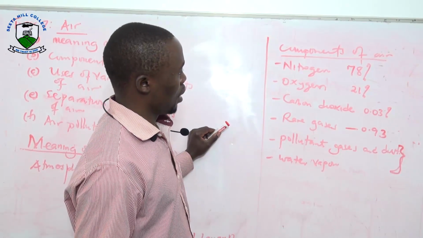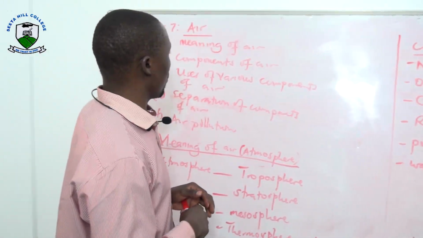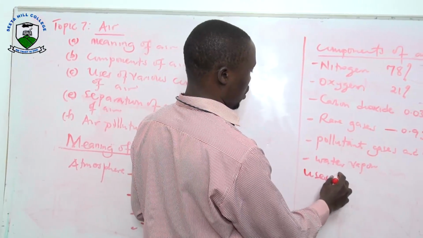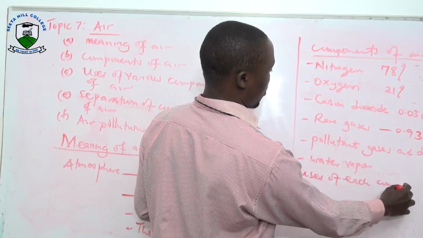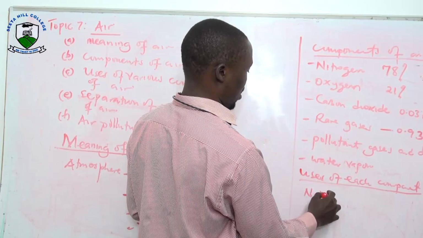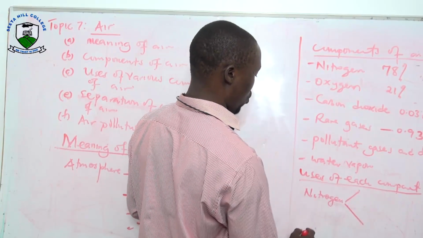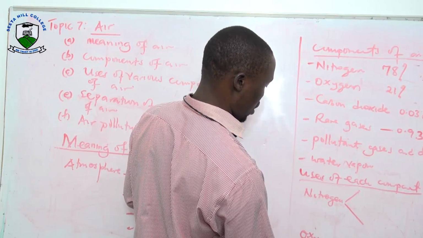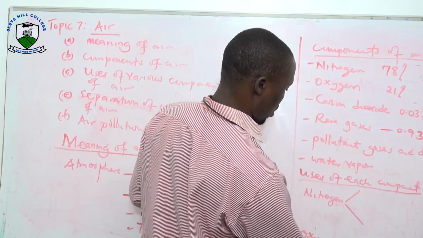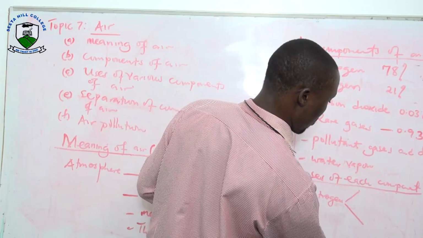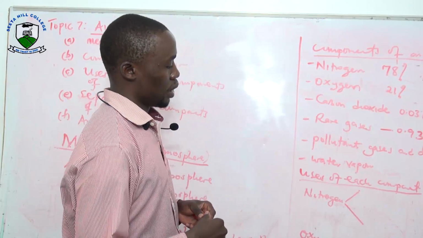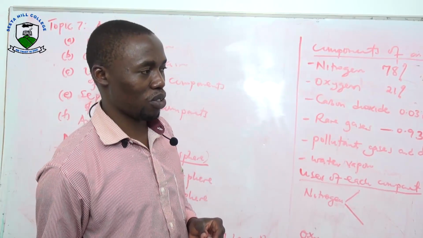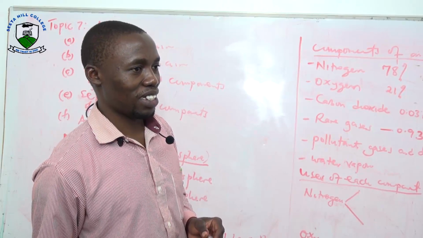Now, let us jump very fast here to the uses of each component there. What are the uses of nitrogen? Nitrogen on Earth, they use it for what? Oxygen, used for carbon dioxide, could we have some uses mentioned by somebody? What is the use of nitrogen gas here? You might have prior knowledge from primary level.